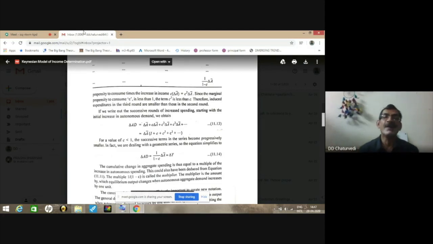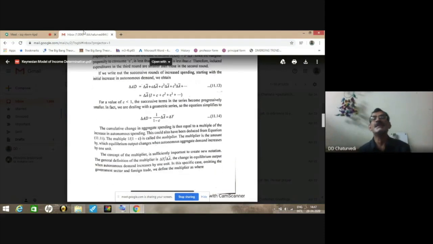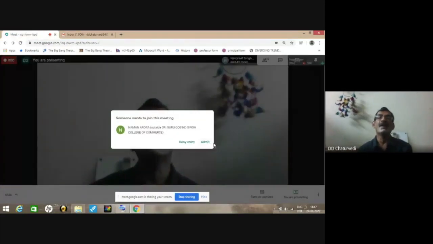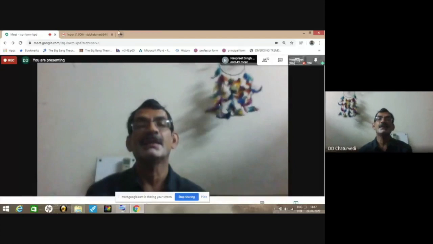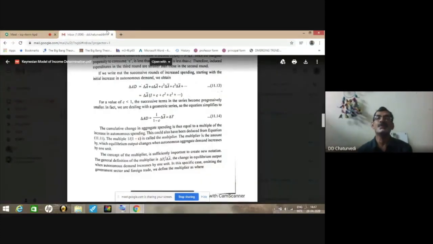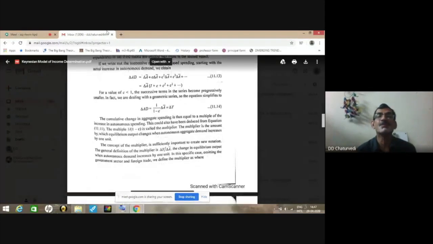And if you want to find out the value of multiplier, then by definition it is equal to delta Y divided by delta A bar. So that means change in income divided by change in autonomous expenditure. And this is equal to 1 upon 1 minus C. And C here is equal to marginal propensity to consume. So we can say the formula for multiplier is equal to 1 upon 1 minus marginal propensity to consume.